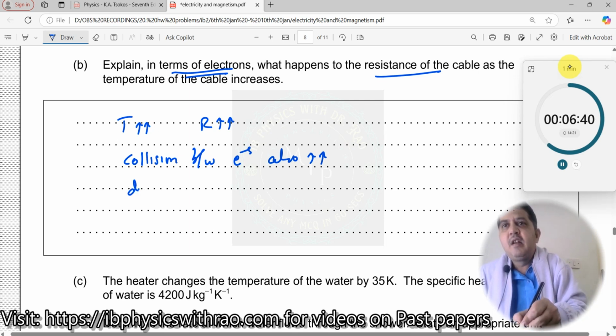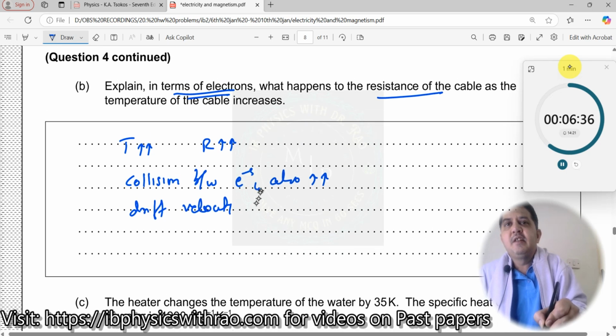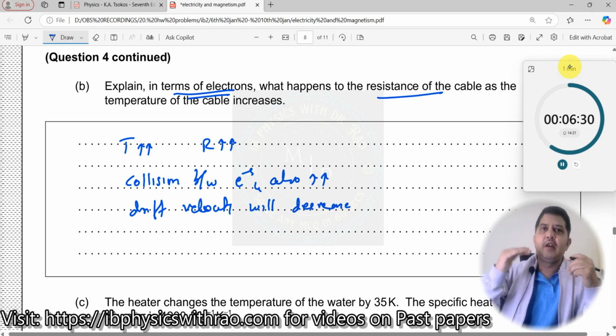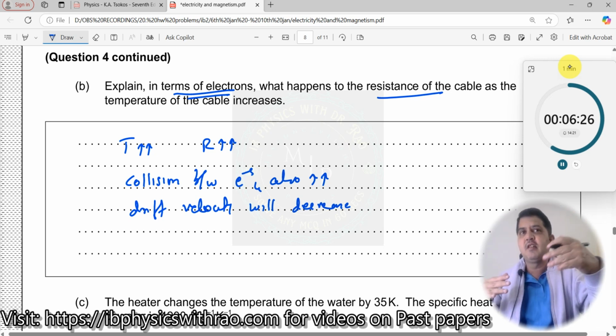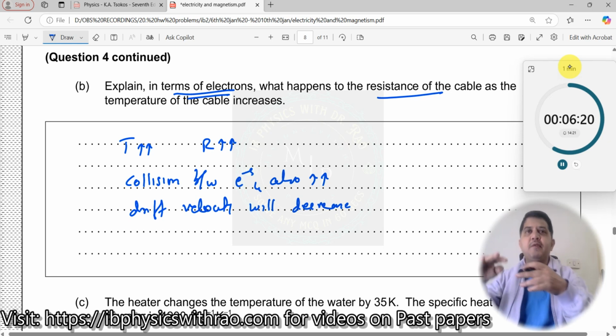The drift velocity will decrease. It will not move faster, right? It's something like you are in traffic, on a road, in a vehicle, and there are a lot of collisions, a lot of traffic jams. Because of the traffic jam, what happens? There's a possibility that you can go and hit one vehicle with the other.